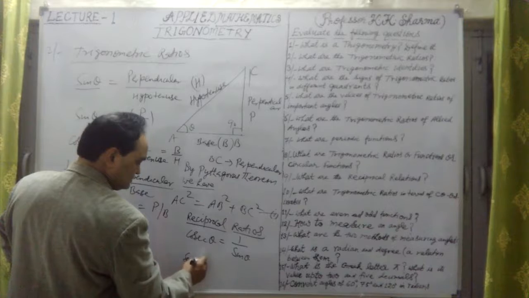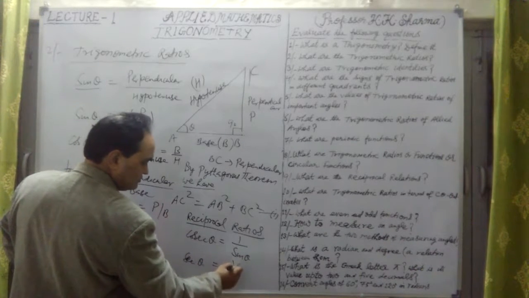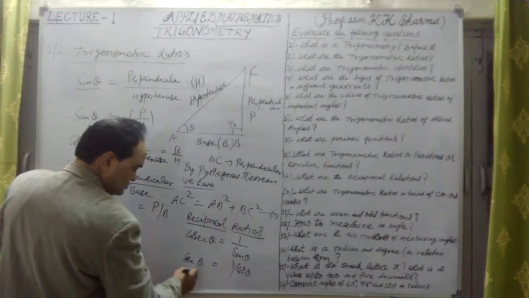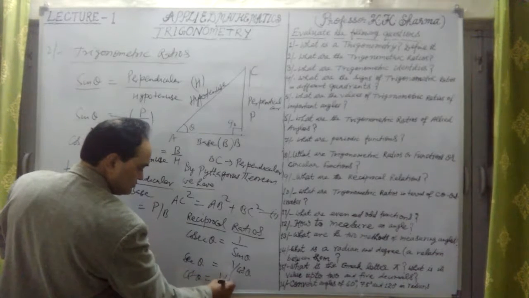Then next is sec theta. Sec theta is 1 upon cos theta. And then cot theta, which is the reciprocal of tan theta, so it will be 1 upon tan.